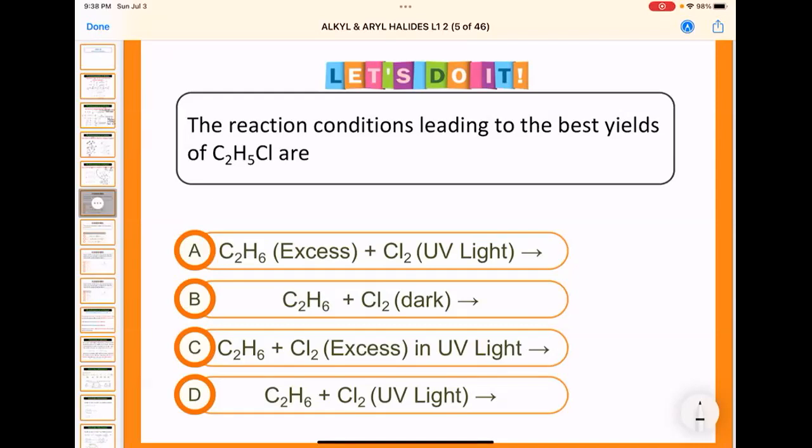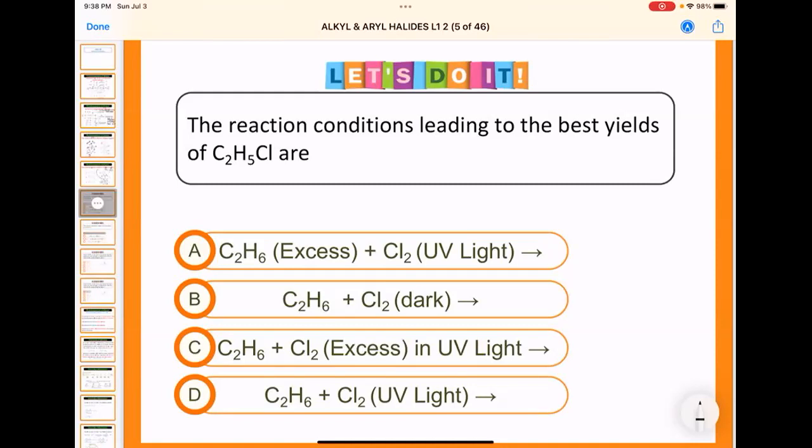You need to take UV light, so the reaction can happen. But if you take ethane in excess, the chlorine in the reaction can collide only with ethane. The probability of collision will be only with ethane because you have taken ethane in a large amount. So the chlorine can react only with ethane, and you will get only ethyl chloride as the major product.